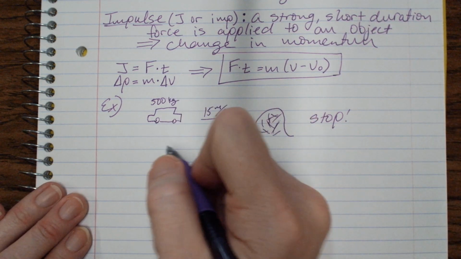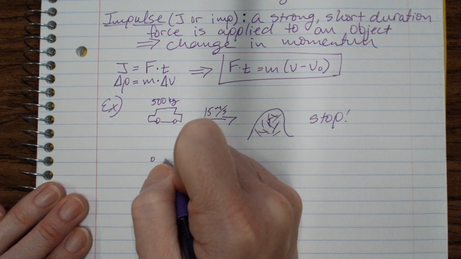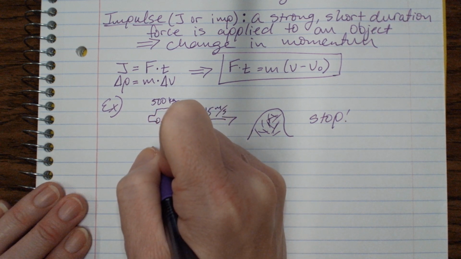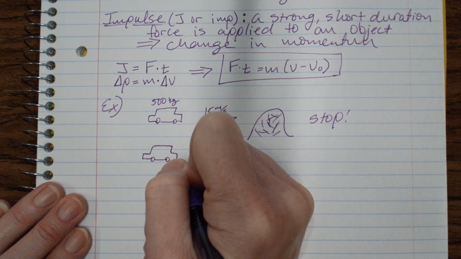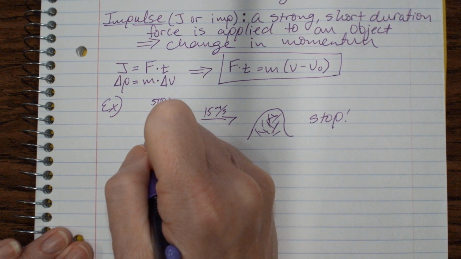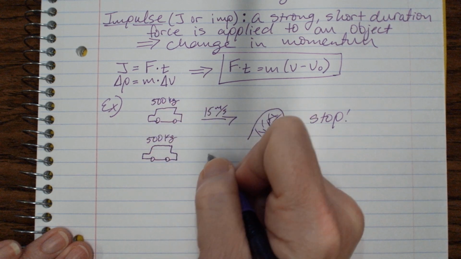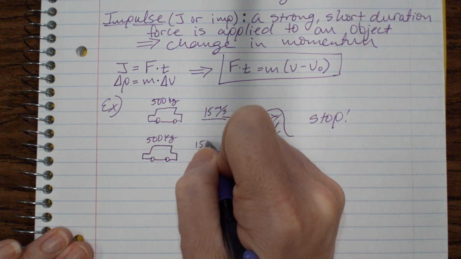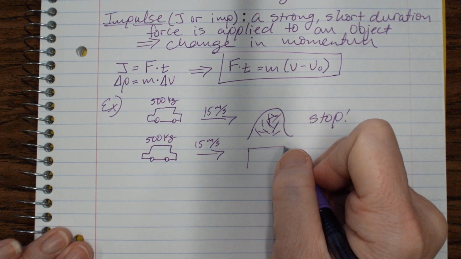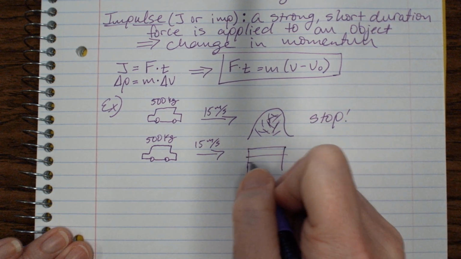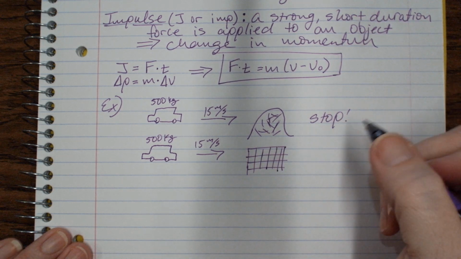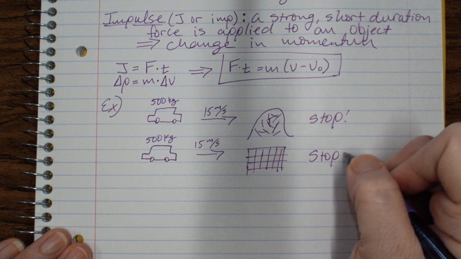Same car, different situation though. Let's say we have the same car, and I'm going to try and draw it the same, but no promises. I have really terrible drawing skills. Which sucks because my children are both very artistic. Same car, 500 kilogram car. It's moving at 15 meters per second. And instead of hitting a haystack, it hits a brick wall. And it comes to a complete stop.